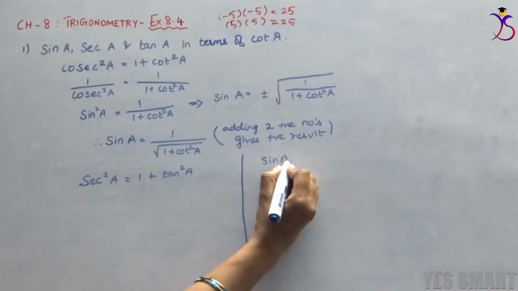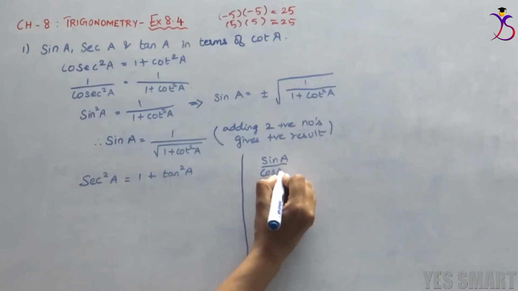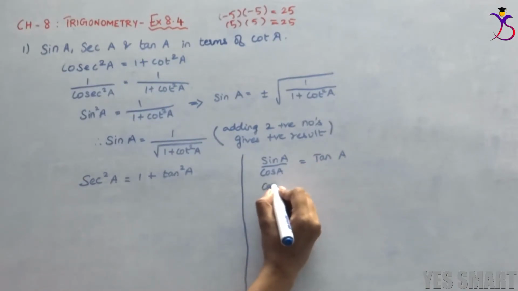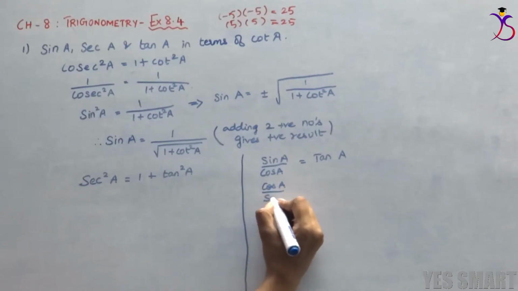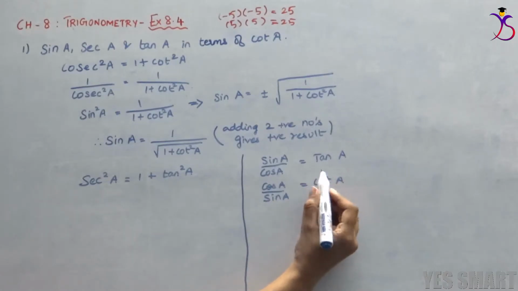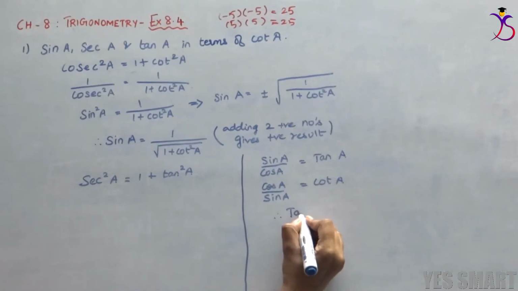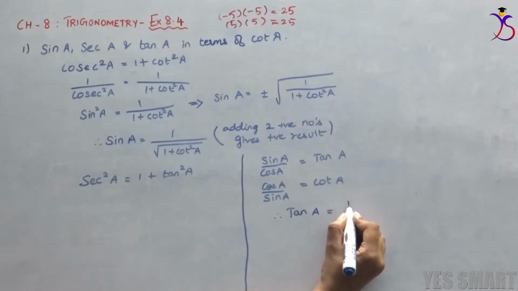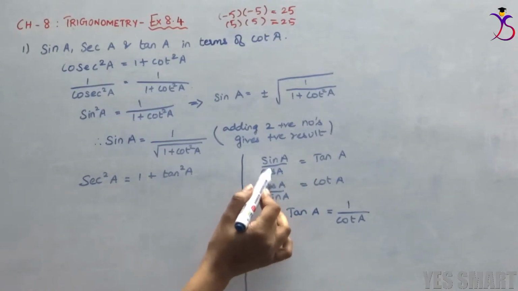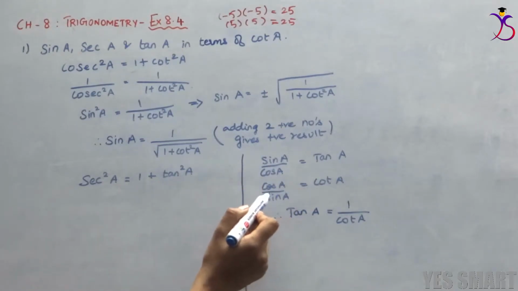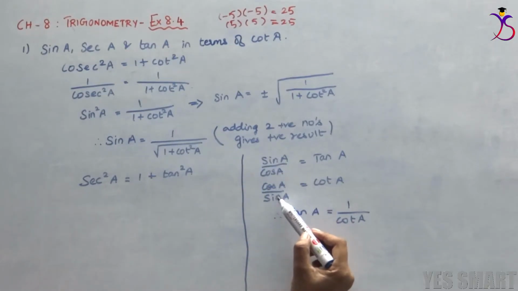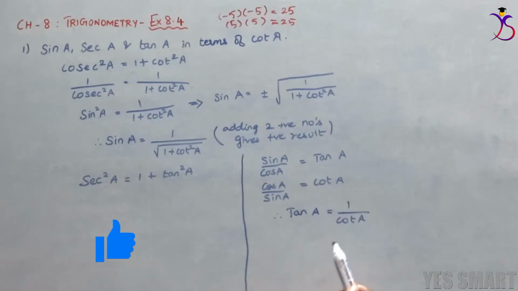So for tan A, we already know that sin A by cos A is tan A. Similarly, cos A by sin A equal to cot A. On comparing these two equations, tan A equal to 1 by cot A. Because when I take the reciprocal of tan A, it becomes cos A by sin A, which is cot A. Similarly, for cot A, if I take the reciprocal, I will get sin A by cos A, which is tan A. Therefore, tan A equal to 1 by cot A. Therefore, I am just using this value in the secant A calculation.